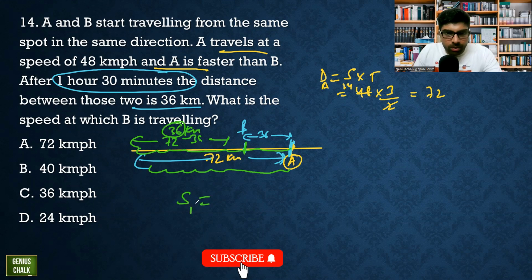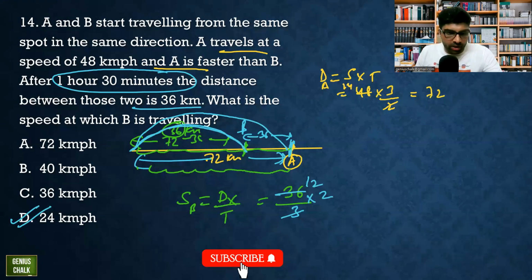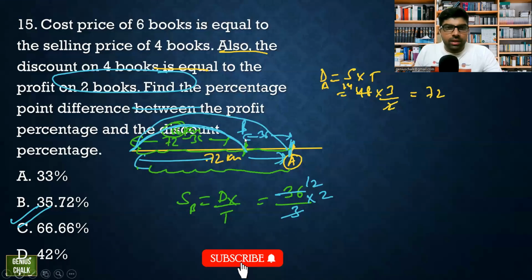Now what is the speed? Speed of B is distance upon time. So what is the distance? 36. And he has reached here in 1.5 hours because he started late, right? So B also started from here. A started from here. B has reached here in that 1.5 hours. So 1.5 means 3 by 2. 2 goes up. So this is 12 into 2, 24. Option D is my answer. A beautiful question, right? Next one.